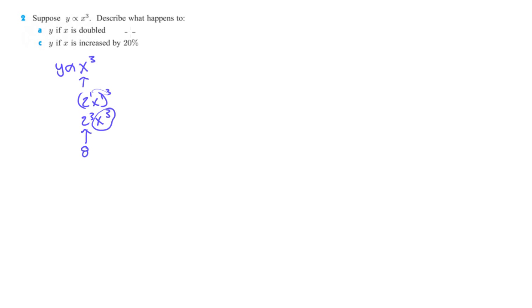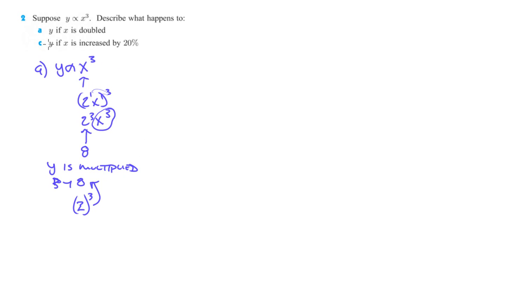So what happens to y if x is doubled? So this is a. Y is multiplied by 8. And that 8 is 2 to the third power. If x was tripled, we would go 3 to the third power. If it was multiplied by 10, we would go 10 to the third power, and it starts going up really fast like that.